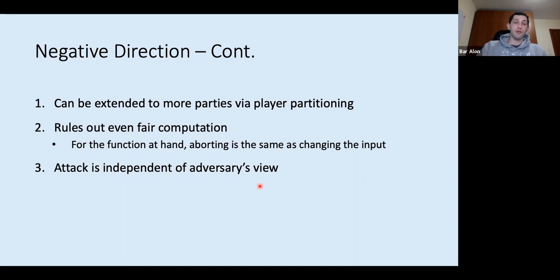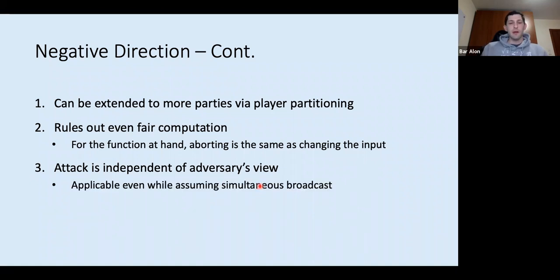We can even construct protocols where the view of that single party is actually random throughout the entire execution. So the view will tell him nothing either way. And this means that this attack is actually applicable even if we assume the parties use simultaneous broadcast.